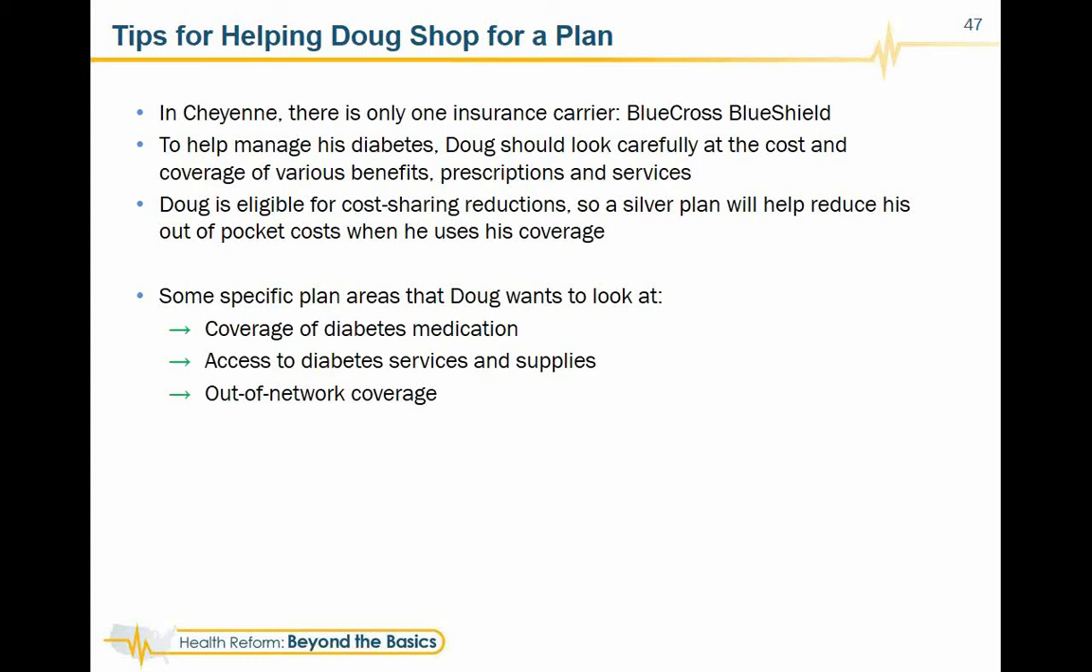But very importantly, this doesn't mean that all the plan options are the same for people shopping in these areas. In Doug's case, he is going to want to carefully look at the cost-sharing variations available to him in each plan. Because he's eligible for cost-sharing reductions, which in his case are equivalent to a plan with an 87% actuarial value, we're going to just look at silver plans for this example.